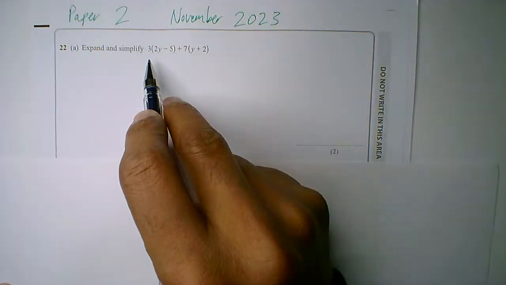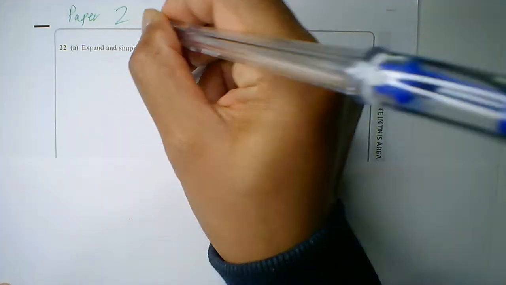All right, so outside the brackets here, I've got 3. So I'm going to be multiplying 3 by 2y.